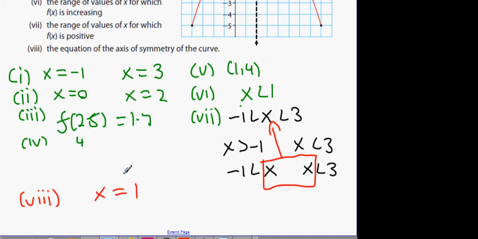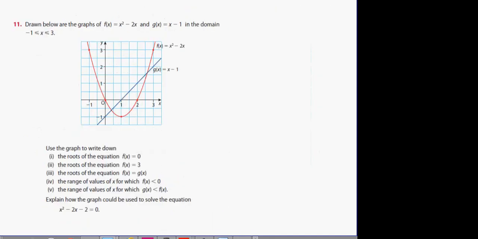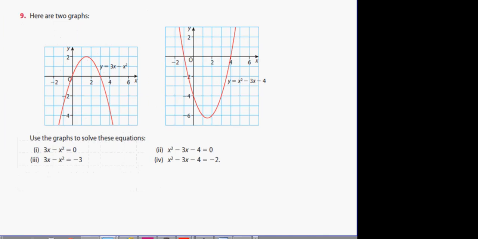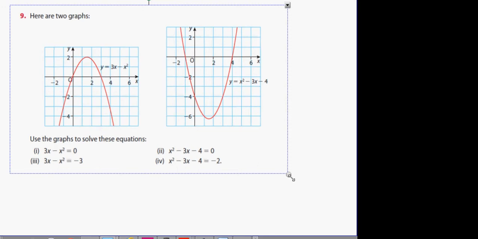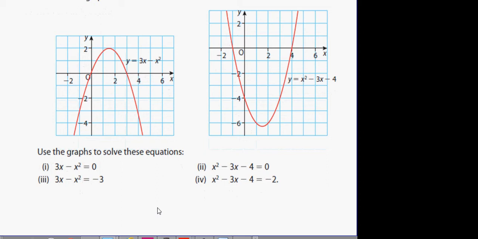Alright guys, moving on. Okay, so that was number 5. And what we're going to do next is we're going to be doing number 9, wasn't it? Okay, number 9. Use these graphs to solve the equation. Now, see this here. What's this the same as?